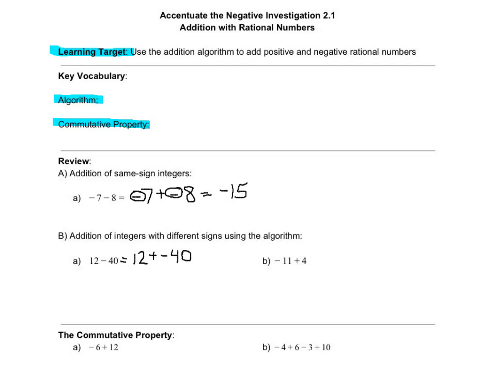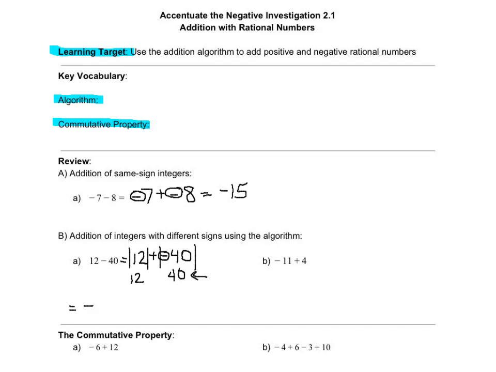Now, while some of you might be able to do that in your heads, that's great if you can. This is where our algorithm comes into play. The first thing we always do is take the absolute value of both numbers. Of course, the absolute value of 12 is 12, and the absolute value of negative 40 is positive 40 because absolute value is always positive. Then we want to pay attention to which of those absolute values is bigger. We see that 40 is bigger than 12, and that tells us what the sign of our answer is going to be. Because 40 is bigger and was originally negative, our answer will be negative.